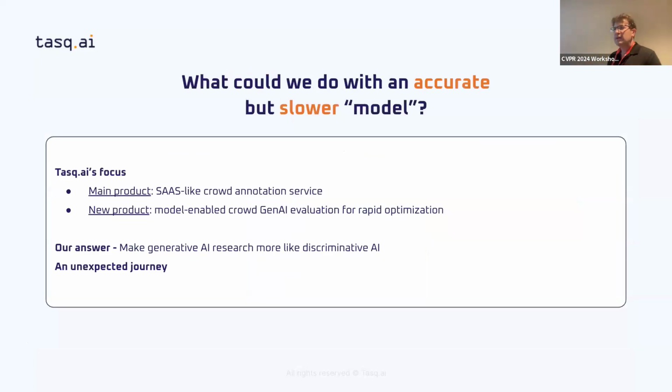So a different title for this talk could be, what could we do with an accurate but slower model?